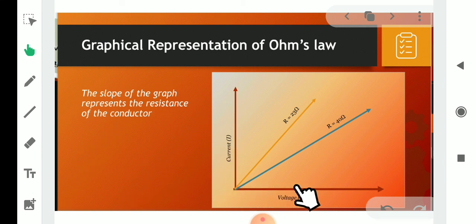There may be a question: draw the graph of Ohm's law, graphical representation of Ohm's law, for 2 marks. So you have to draw a slanted line from the origin, where you have to label this axis voltage and this axis current.